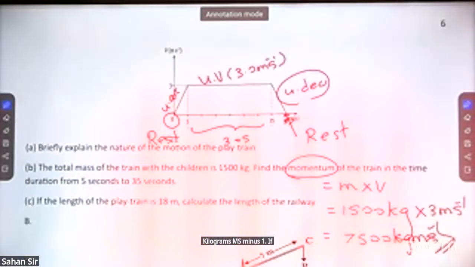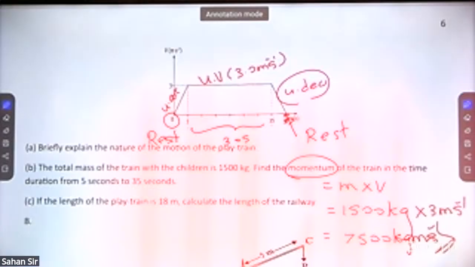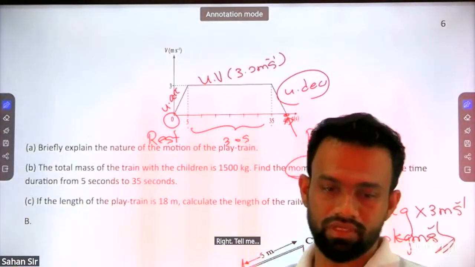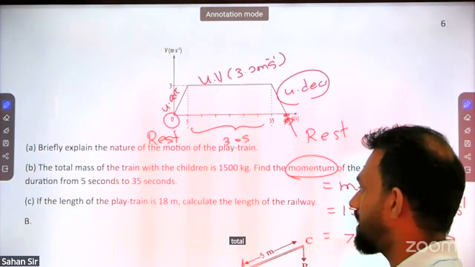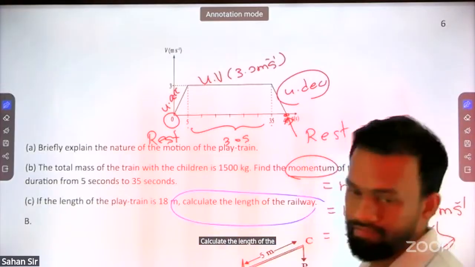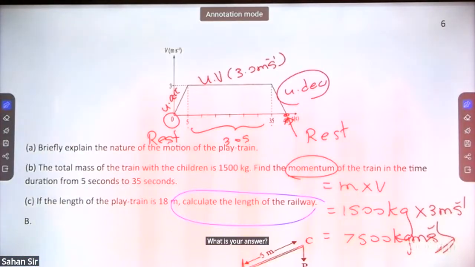If the length of the play train is 18 meters, calculate the length of the railway. Tell me, what is your answer? Total distance, or calculate the length of the railway. Total length. Tell me, what is your answer? Very easy one.